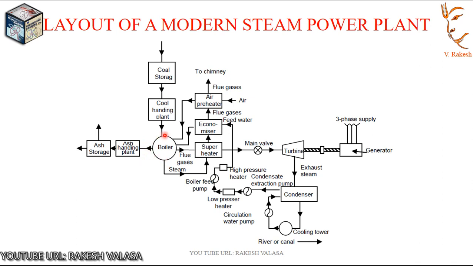The steam generated is passed through the superheater. Superheated steam then flows through the turbine. After doing work in the turbine, the pressure of steam is reduced. Steam leaving the turbine passes through the condenser, which maintains low pressure at the exhaust of the turbine. Steam pressure in the condenser depends upon the flow rate and temperature of cooling water and on the effectiveness of air removal equipment.